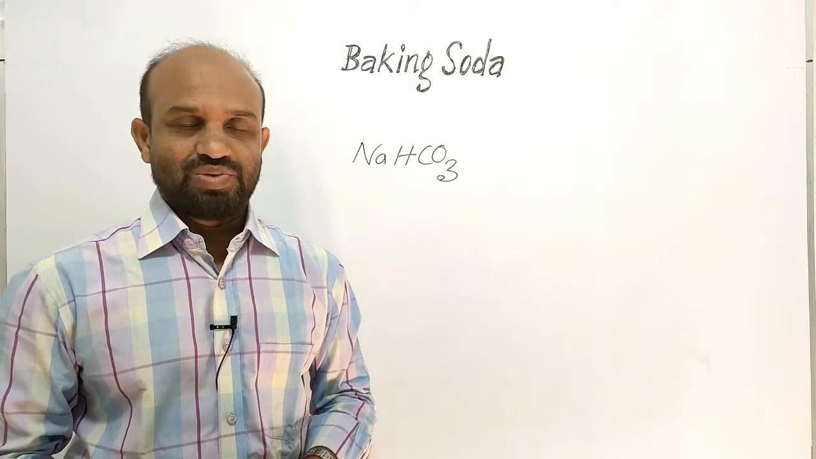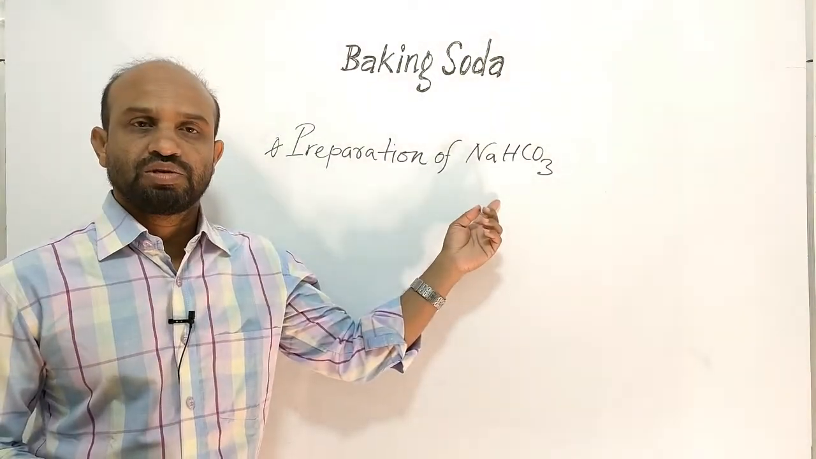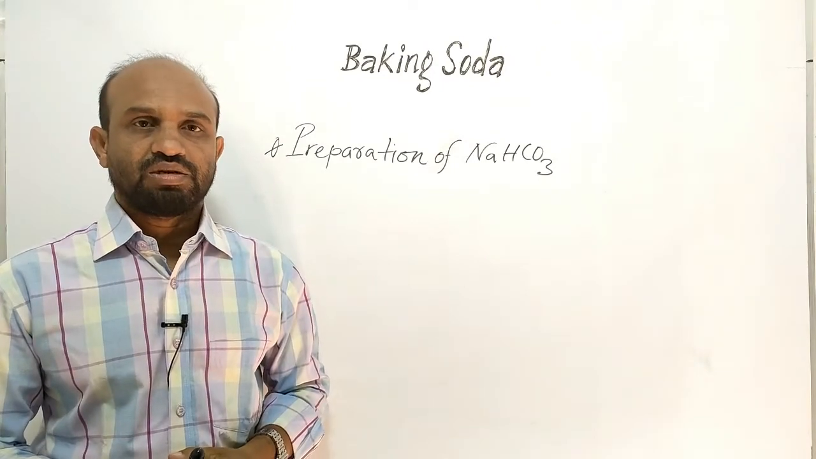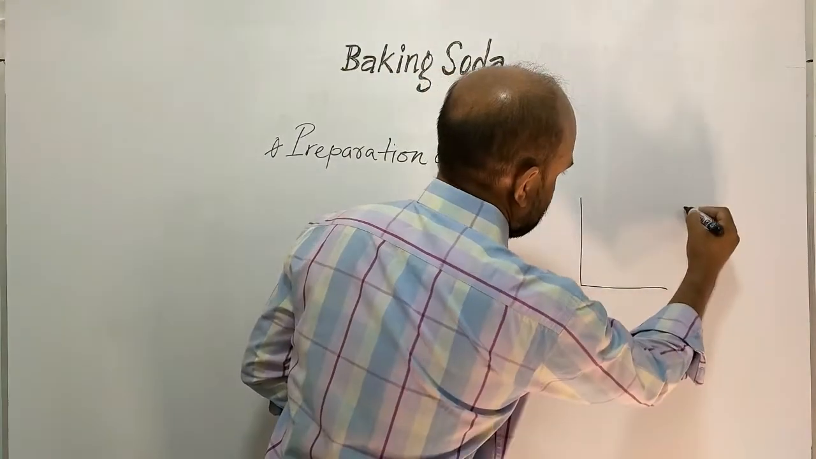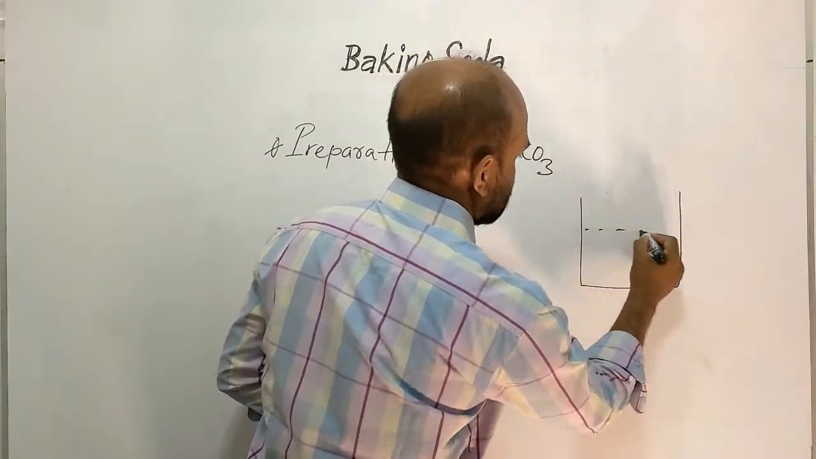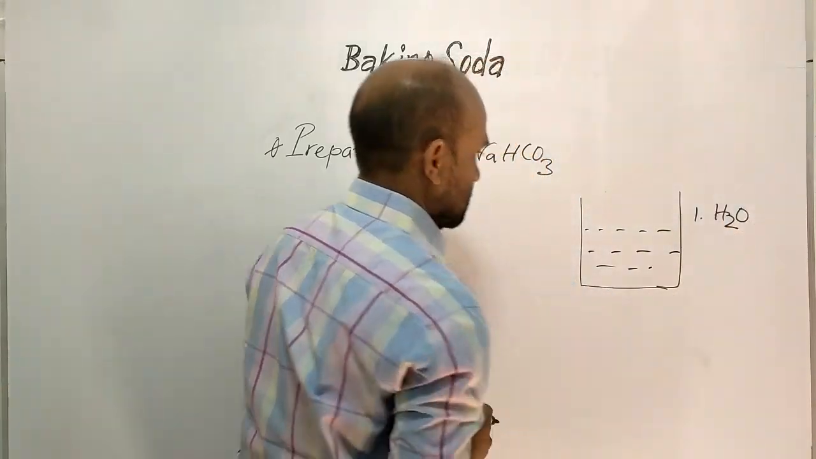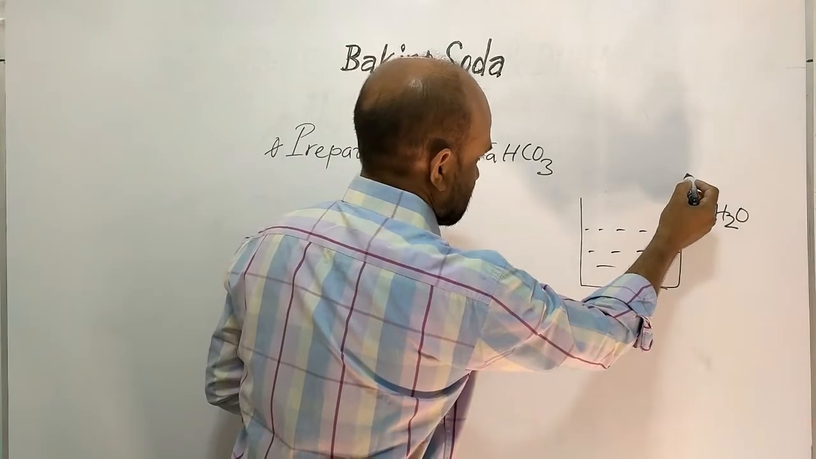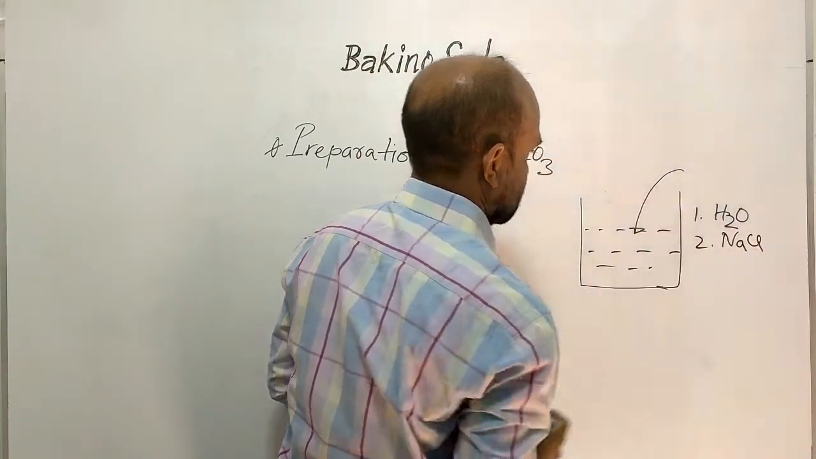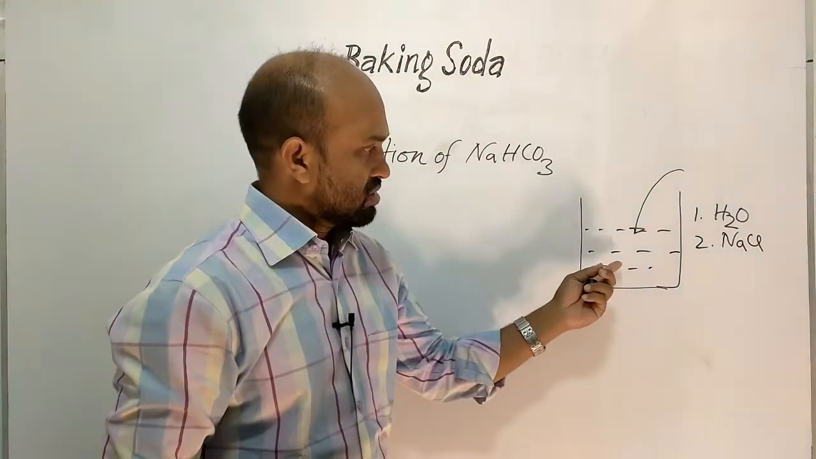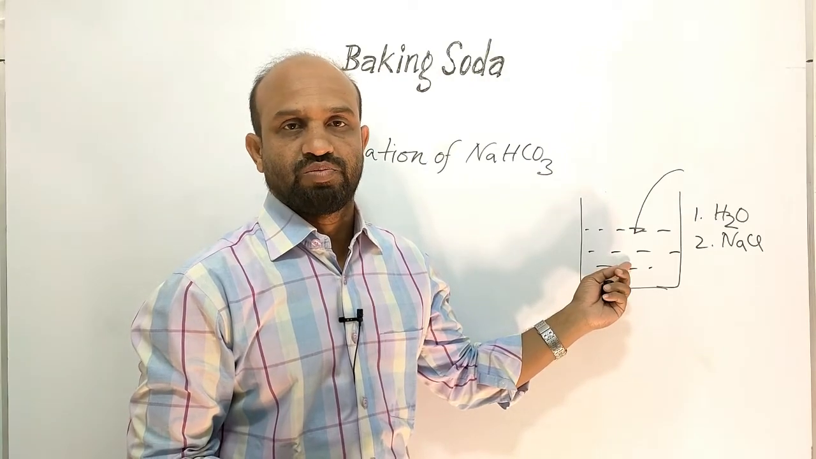So, let's begin. The first point is preparation of sodium hydrogen carbonate. That means baking soda. First of all, let's take a beaker with water. This water is saturated with sodium chloride salt. That means this water is made a saturated solution of sodium chloride.